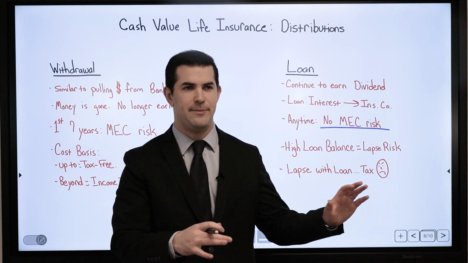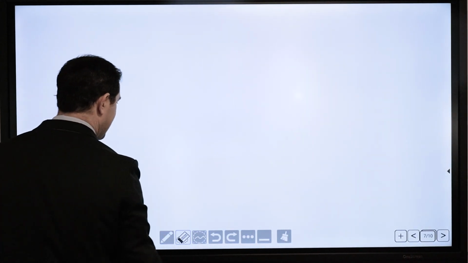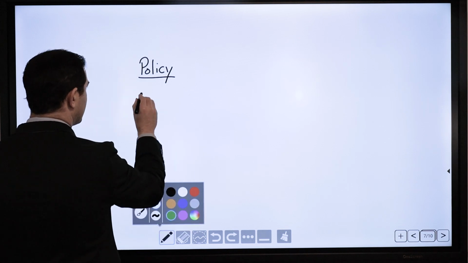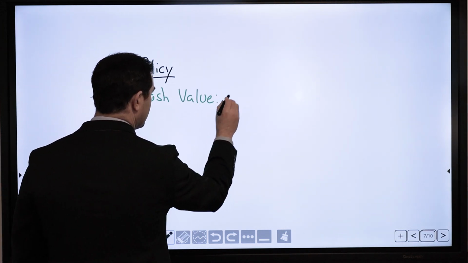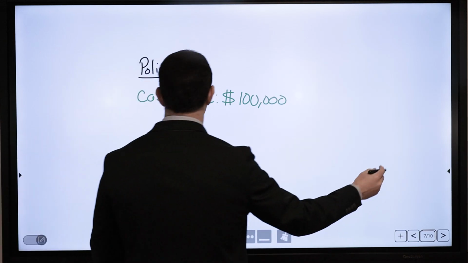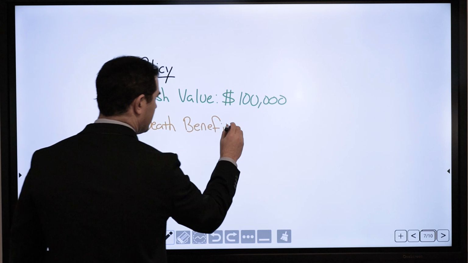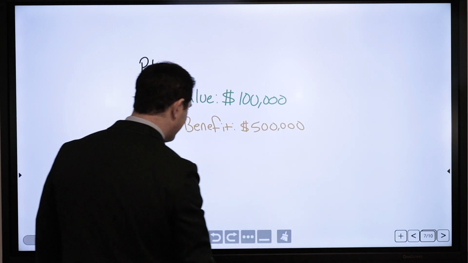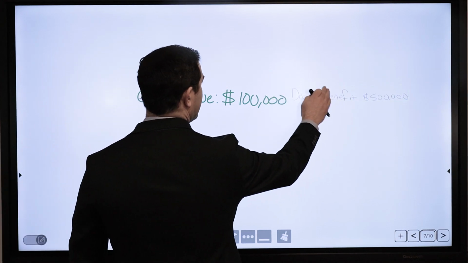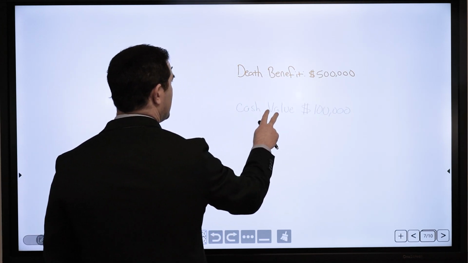If I look at an example, let's create one actually. If I have a policy with cash value of $100,000 and a death benefit, let's put it over here, of $500,000. If you elect to take a policy loan, let's say of $50,000, the cash value is the gauge determining how much we can borrow from. What'll happen here?